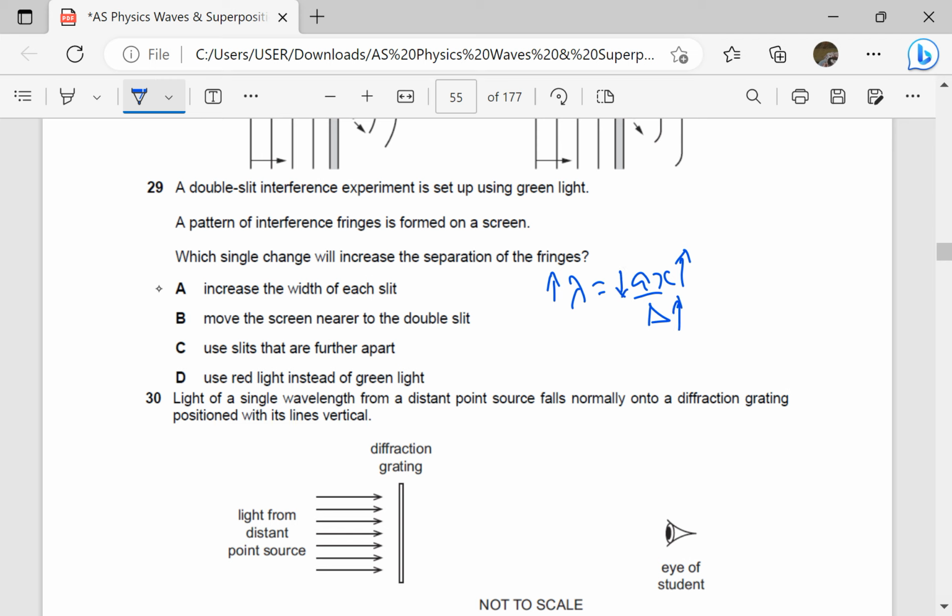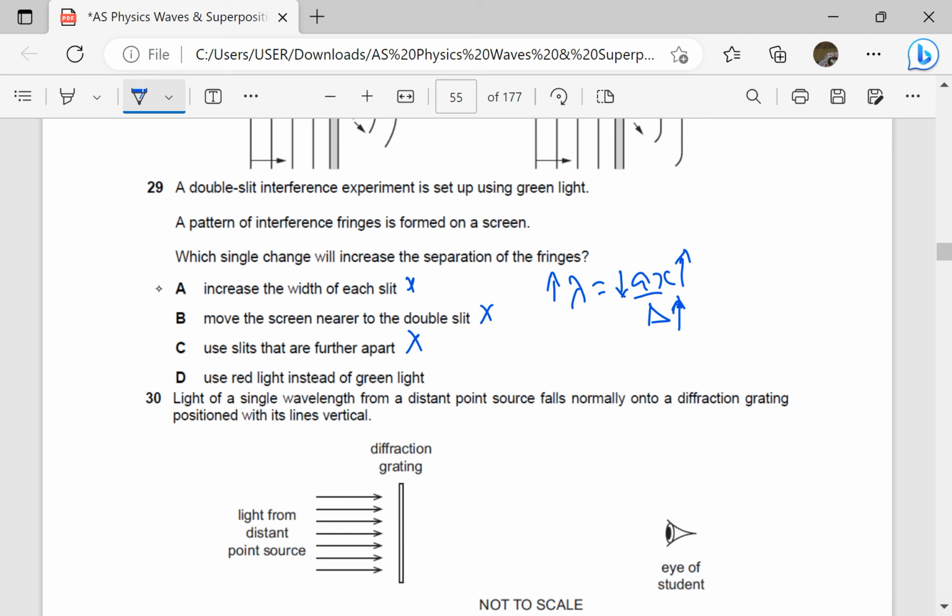One of those. Increase the width of each slit. When we increase the width, x decreases. Move the screen nearer to the double slit. When you move the screen nearer, it means D is decreasing, so x decreases. Use slits that are far apart. That means you have increased the slit separation a, and if you increase the slit separation, it decreases x.